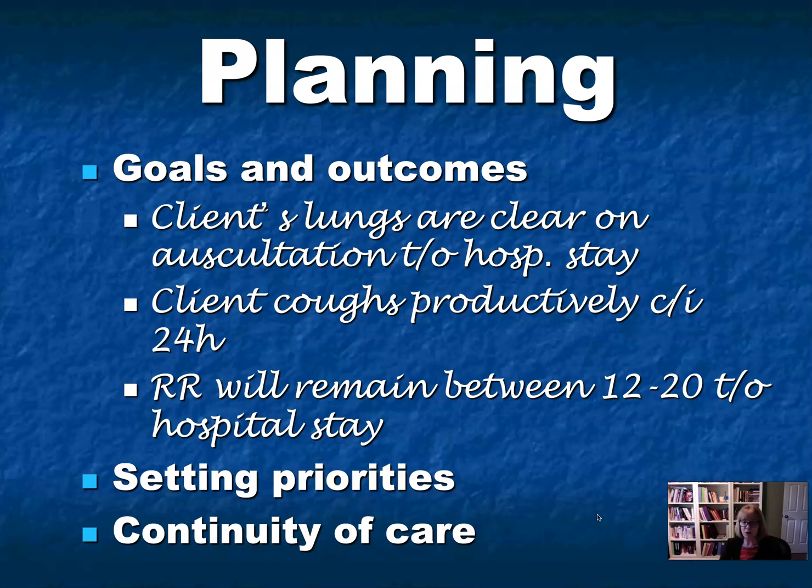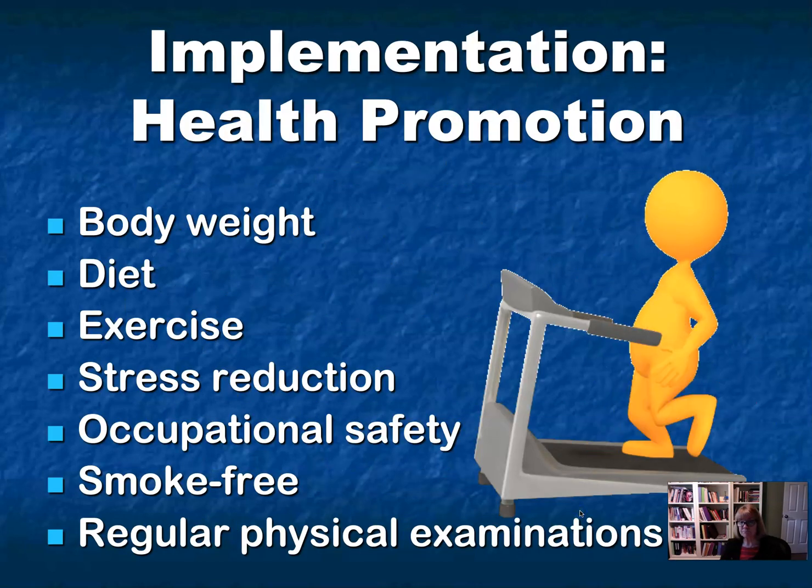We want to set our priorities, remembering to keep Maslow's in mind. We're going to look at breathing, circulation, and move from there to deal with psychosocial needs. So these are first line items that we need to deal with related to a client's functioning.